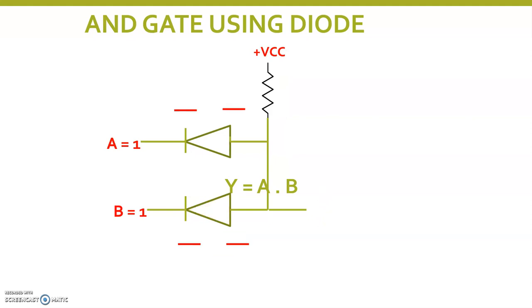Now for the last condition, if both inputs equal 1 1, it means the cathodes of both diodes are connected to logic 1, that is plus 5 volt, which means both diodes will be in reverse bias condition and both diodes will act as an open switch. Hence there is no current flow through any diode. Hence there is no current through this resistor, meaning no voltage drop. Hence we will get an output which is exactly equal to VCC, that is logic 1.